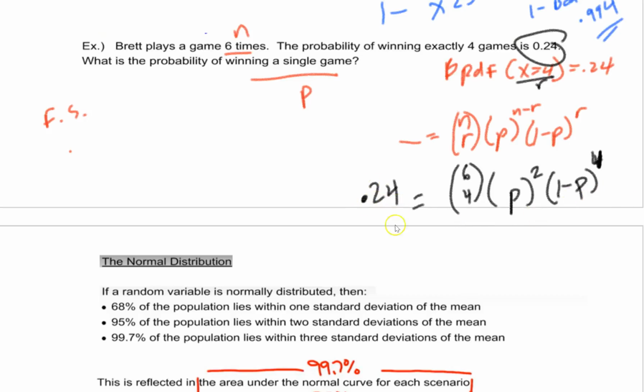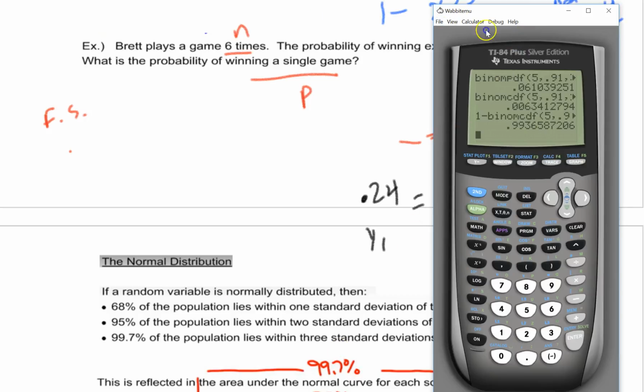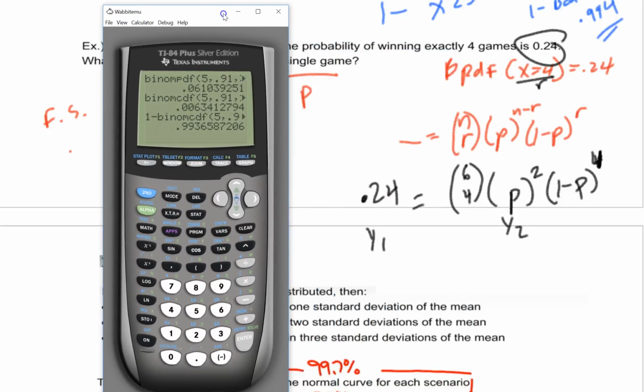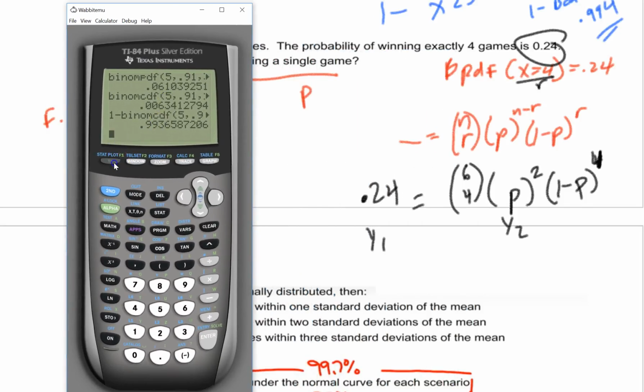So how do I solve this ugly mess? Your calculator. y1, y2. Let's graph this thing. That's all you have to do. It's a binomial problem, because you could win or lose a game. And they give you all this information. So I'm going to go to y equals, type it all in, 0.24, 6C4 right there. So I just put 6C4 if I want. 6 math, probability, NCR 4.